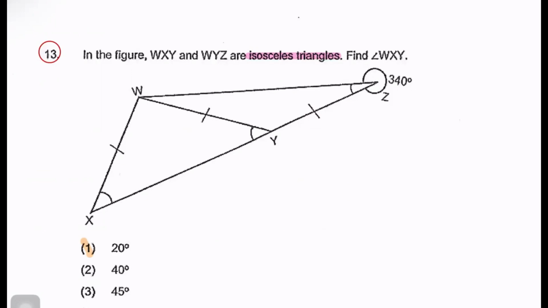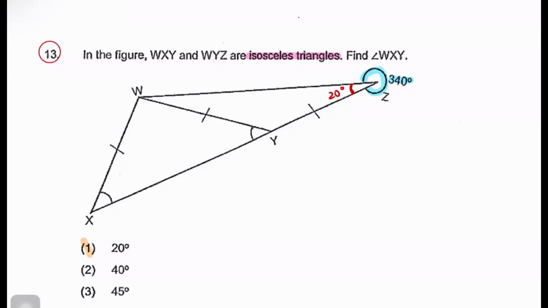In the whole figure, you only have one angle that is shown to you. This is 340. Amber, can you tell me how much is this remaining angle, just the red angle? Yes, it is 20 degrees. Why? Because when we go one whole round, it must be 360. So you take away 340, you're left with 20. Understand? So this angle is 20.